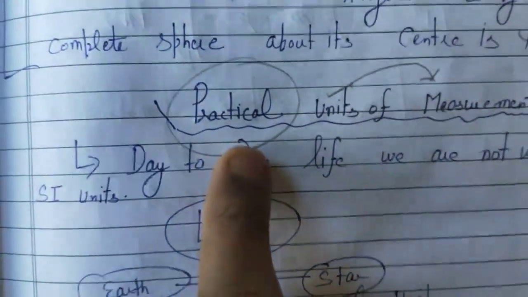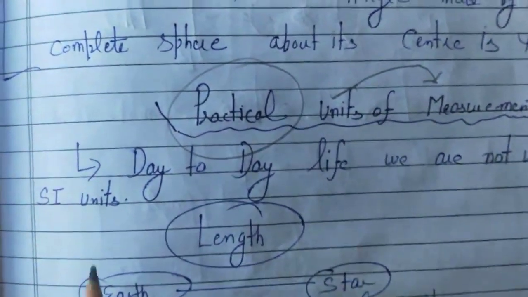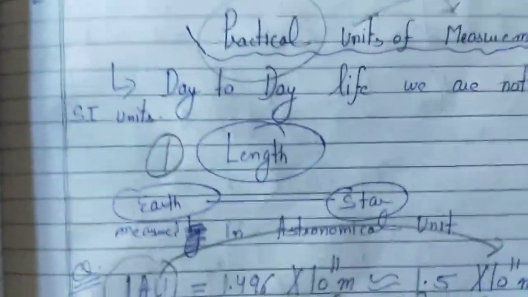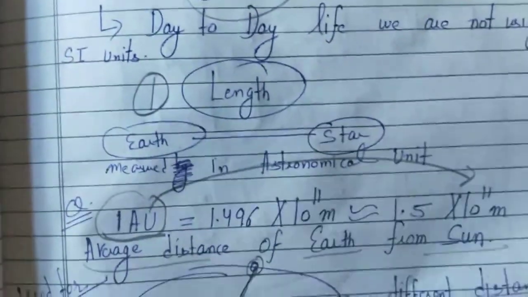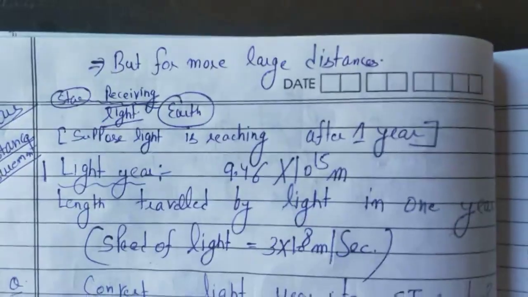So we are measuring the practical units of measurement. First we are talking about length, and the first unit of length is the astronomical unit. We are moving on to the next unit of length.